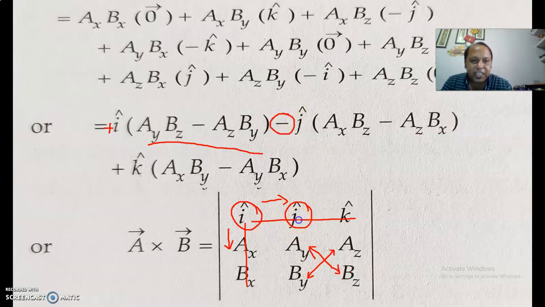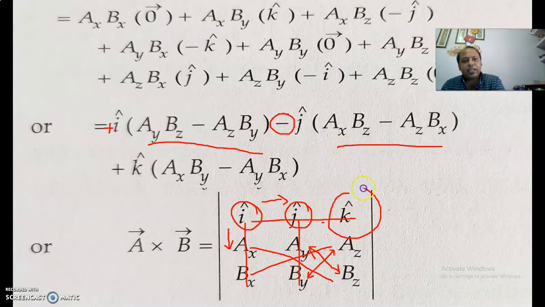Then when we take j cap, the column and the row are neglected. We have ax bz and az bx. So this is what is written here. Similarly in the third one, it is in the third column and first row. So 3 plus 1 is 4. So it is an even number, so therefore the positive sign is there. And we have again cross multiplication. We will neglect these terms, and we will have ax by minus ay bx. So this is what we are getting here.